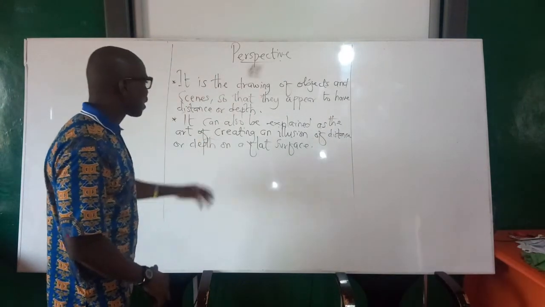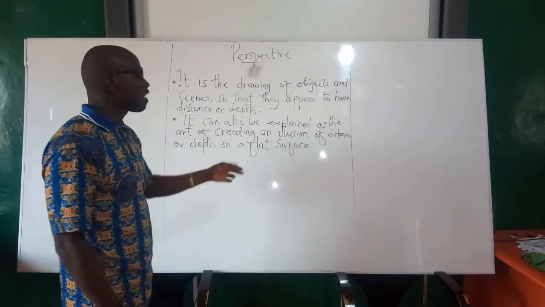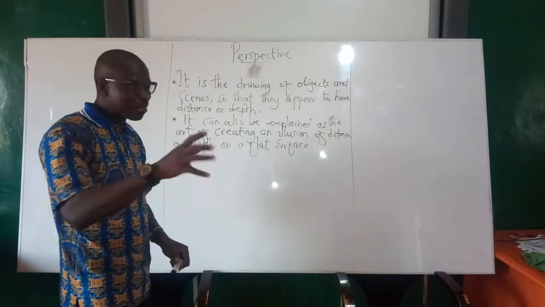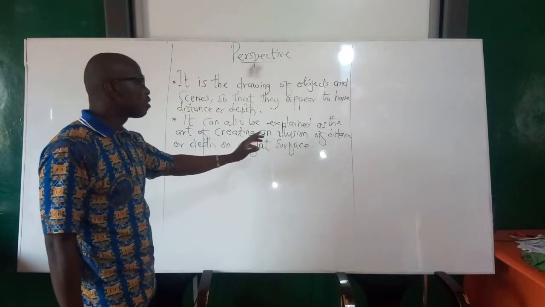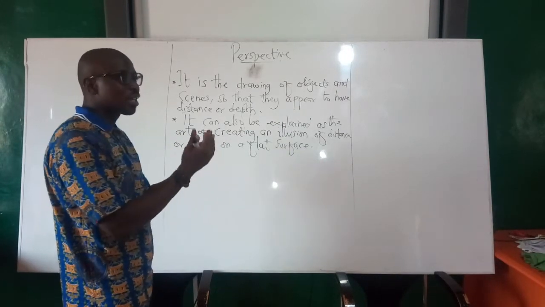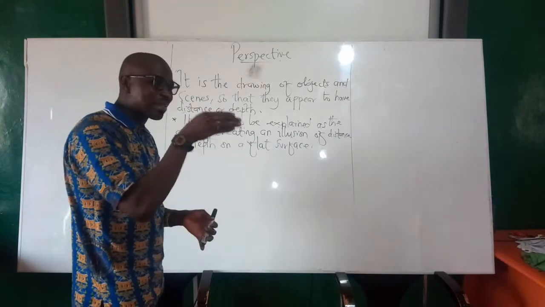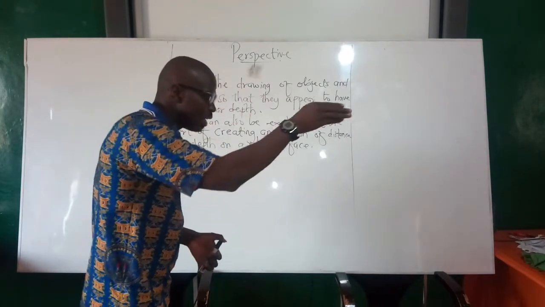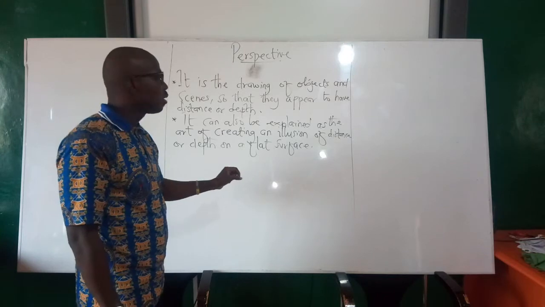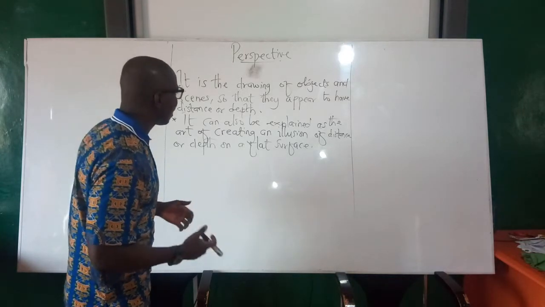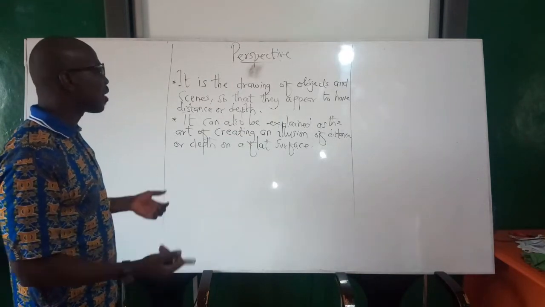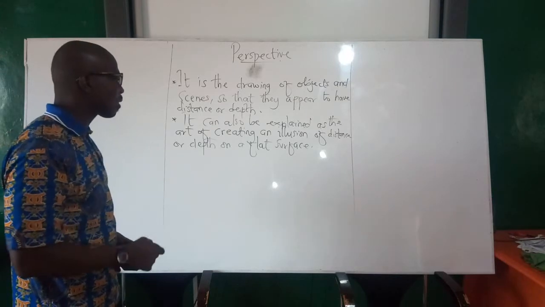Now with the second one, you are saying that it is the art of creating an illusion. It seems there's a distance, but there's no distance. So you do it on a flat surface, you create it. When someone sees it, the person might see that the thing is real, as if the paper is going in. But in actual fact, it wouldn't be so. So we are saying that perspective is the drawing of objects and scenes so that they appear to have distance or depth on a flat surface. Or you can explain it as the creating of an illusion of distance or depth on a flat surface.